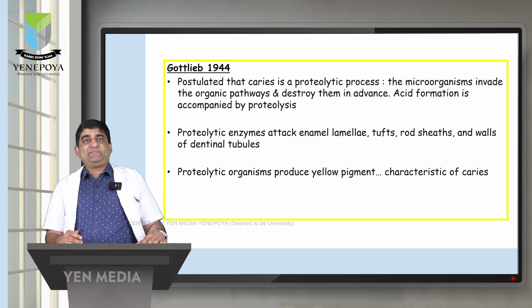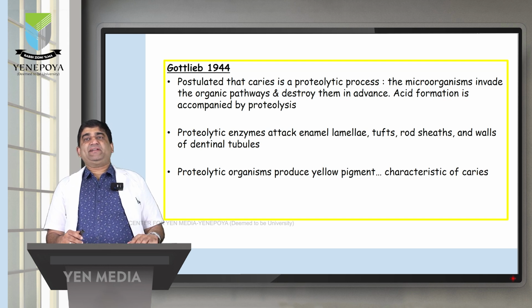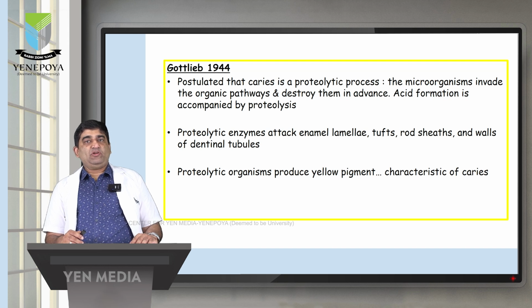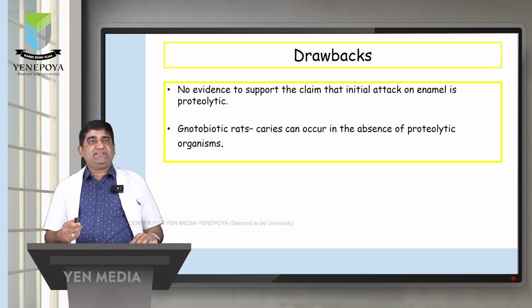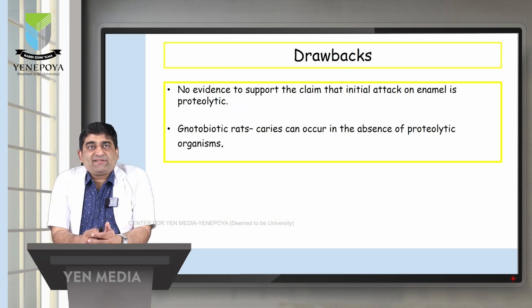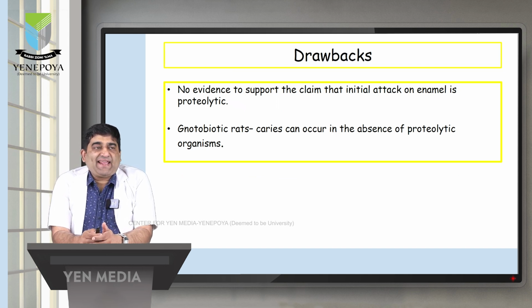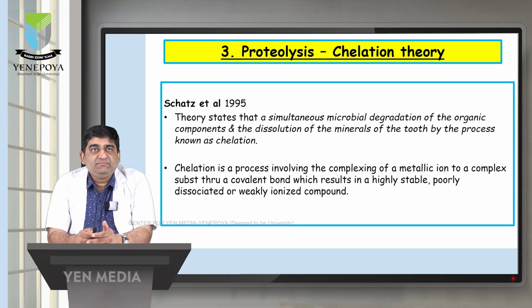Acid formation is accompanied by proteolysis. The proteolytic enzymes attack the enamel lamellae, tufts, rod sheaths and walls of the dental alveoles. The proteolytic organisms produce a yellow pigment which is characteristic of caries. Now, what are the drawbacks or the demerits of this theory? There is no evidence to support the claim that the initial attack on enamel is proteolytic. Germ-free rats were fed with proteolytic organisms, but caries did not occur.